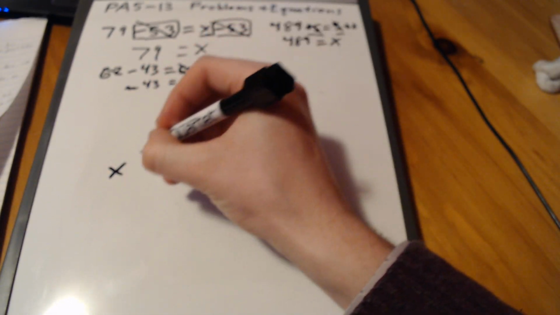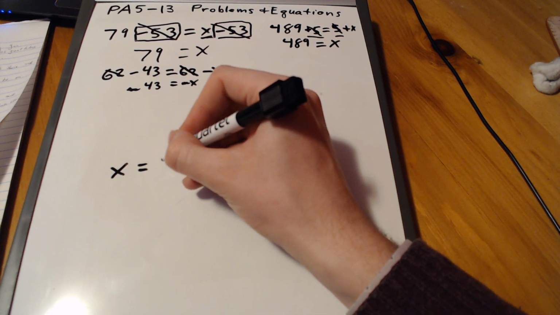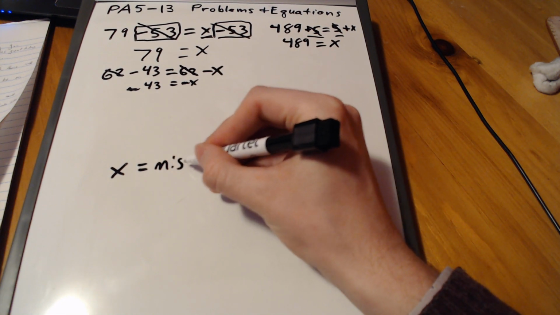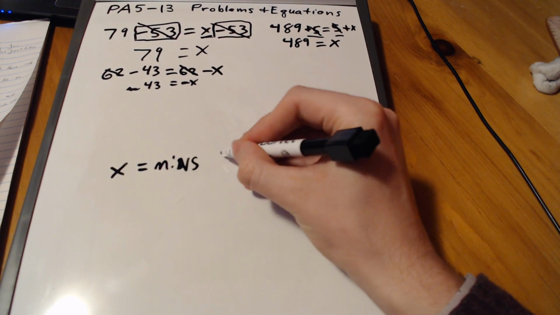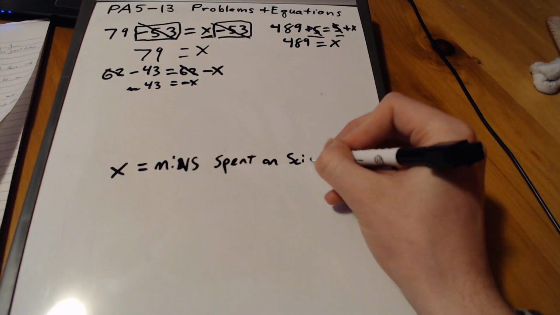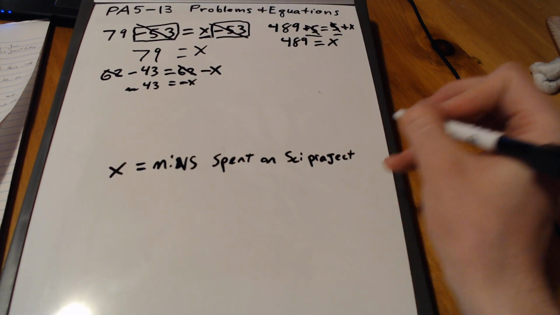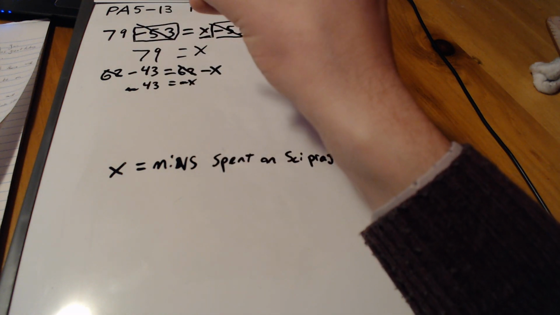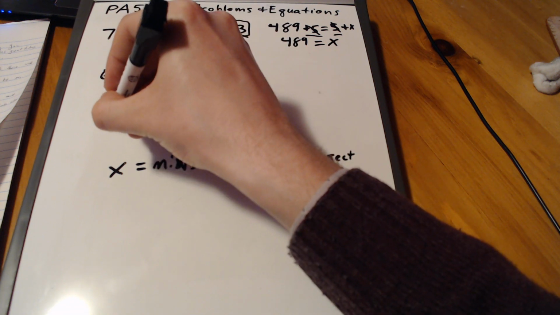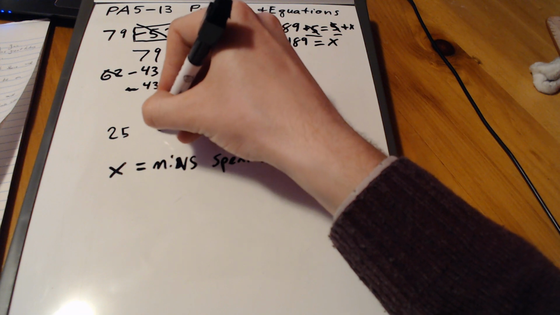X is kind of the how, and that is x is equal to how much time, or x is equal to the minutes spent on sci project. That is just all over the place with capitals all over, but we're going to continue anyways. And then we have two other pieces of data. We have the 25 minutes that he spent on math.